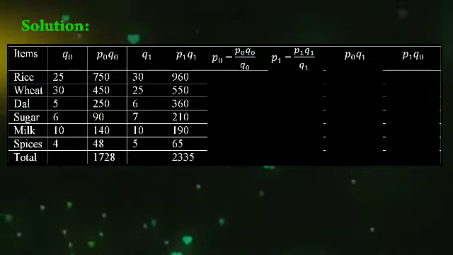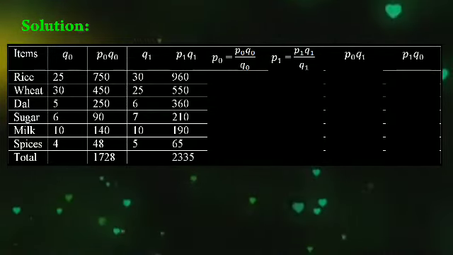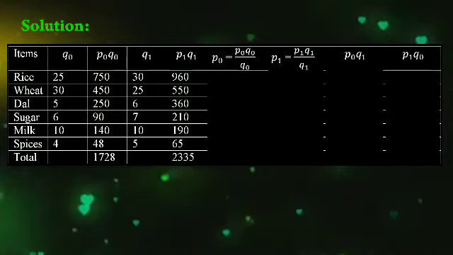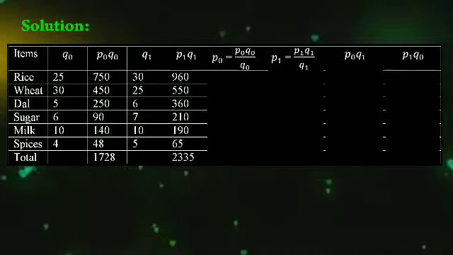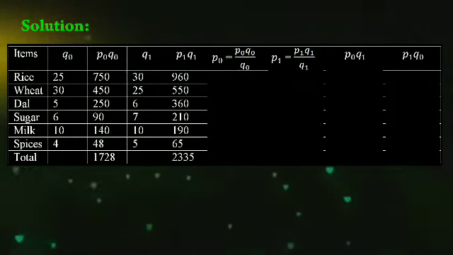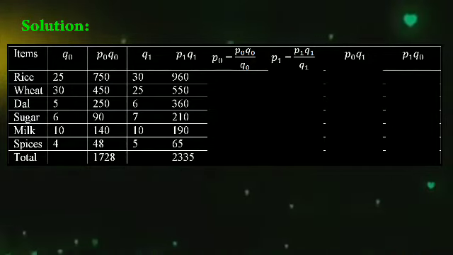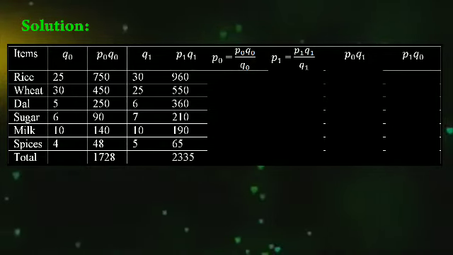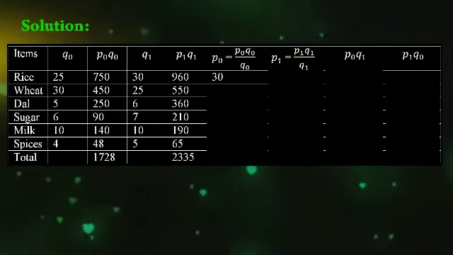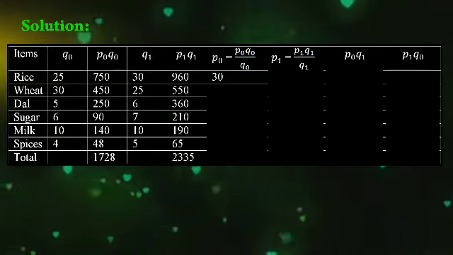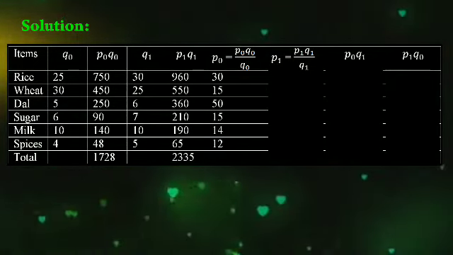After that, you should find price values for both base and the current year. First find P0 and similarly find P1. P0 equal to P0 Q0 divided by Q0. Next column, P1 equal to P1 Q1 divided by Q1. So first compute the price values for the base year. So P0 equal to P0 Q0 is 750 divided by Q0 is 25. So 750 divided by 25, that is equal to 30. Second value, 450 divided by 30. The answer is 15. Similarly, compute the rest of the values.